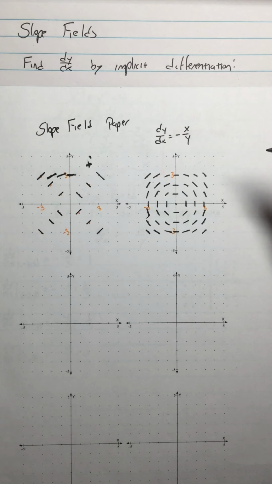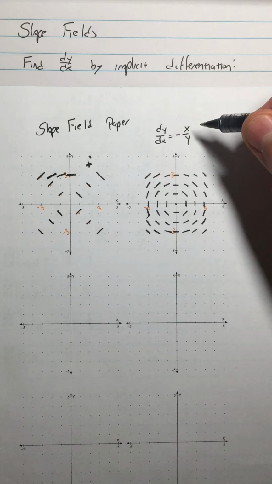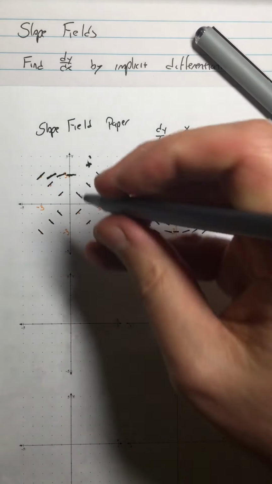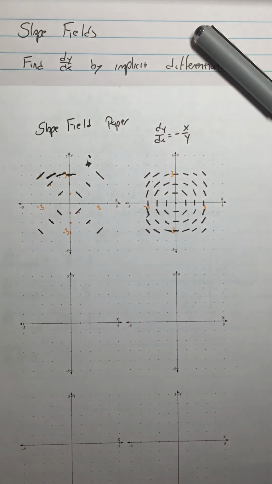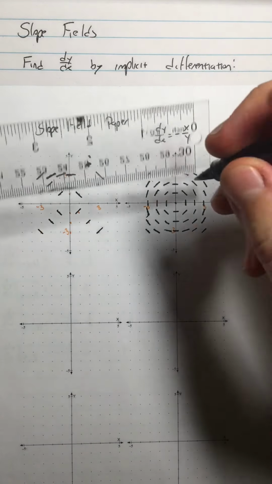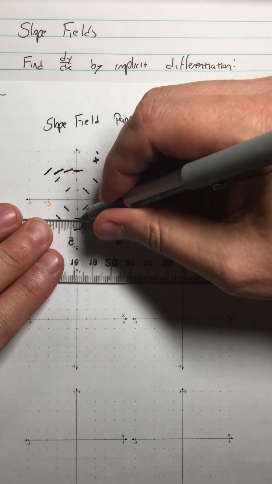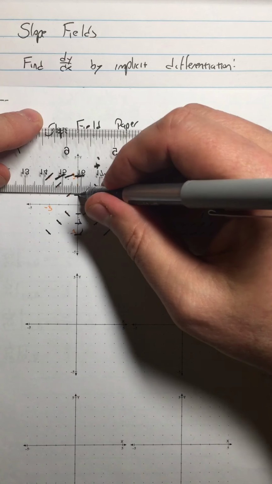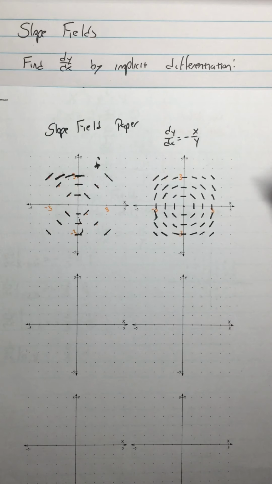All right, what else can I notice? Whenever the x-coordinate is 0, the slope's going to be 0. So that means all the slopes on the y-axis, this one, this one, this one, this one, this one, not the undefined one, are all going to have horizontal slopes. So slope 0, slope 0, slope 0. I'm doing it less carefully now than I did over here, but you can still see it's not bad.